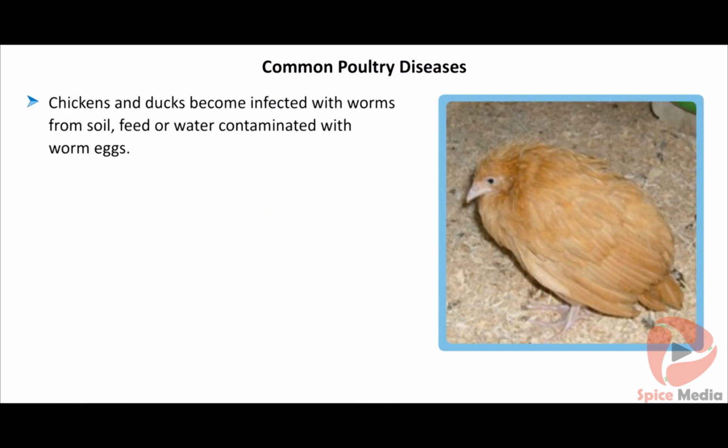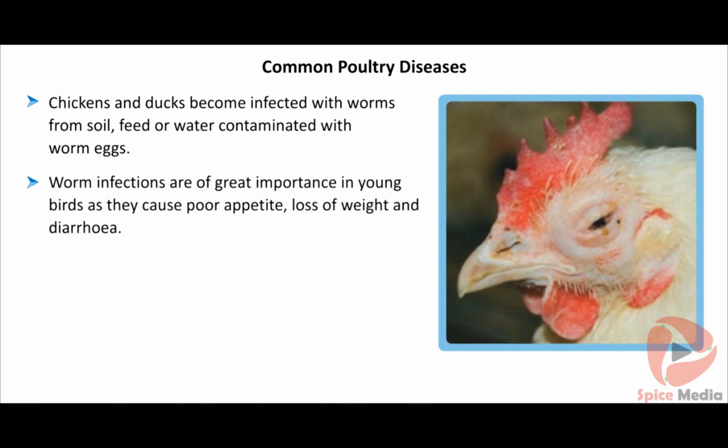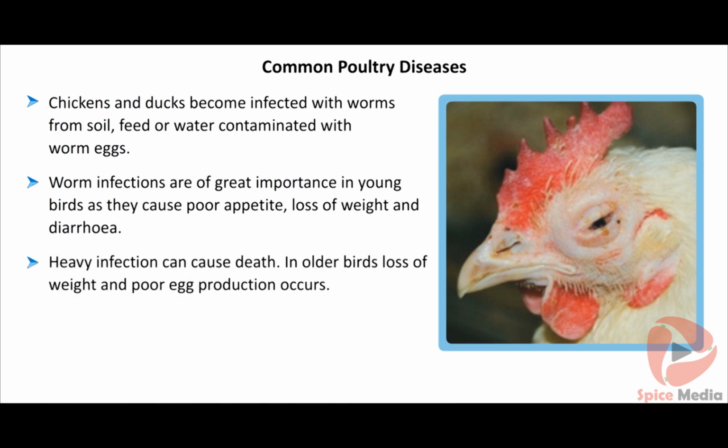Chickens and ducks become infected with worms from soil, feed, or water contaminated with worm eggs. Worm infections are of great importance in young birds as they cause poor appetite, loss of weight, and diarrhea. Heavy infection can cause death. In older birds, loss of weight and poor egg production occurs.